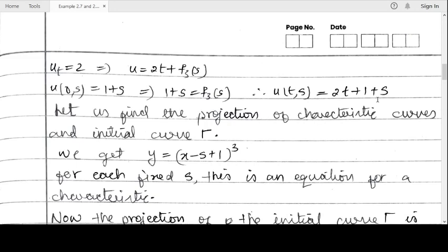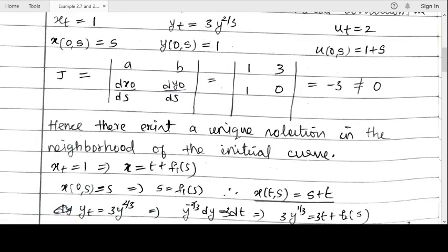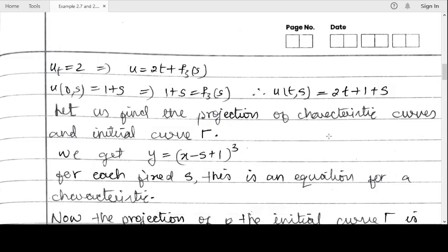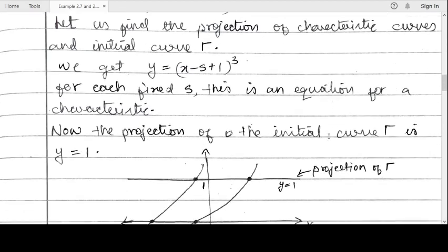But now let us see what is the projection of these characteristic curves and the initial curve. So we have y is equal to (t plus 1) whole cube, and t is x minus s. So we have y is equal to (x minus s plus 1) whole cube. Now to find the projection, we have to fix s. So for each fixed s, this is the equation of a characteristic. We are getting some (x plus c) whole cube formula.